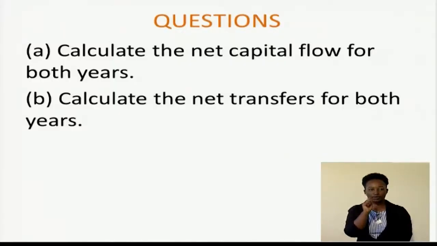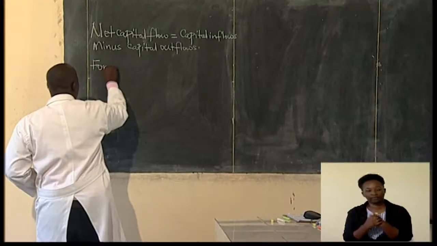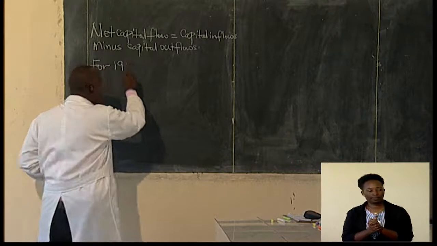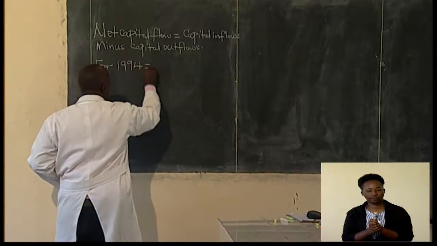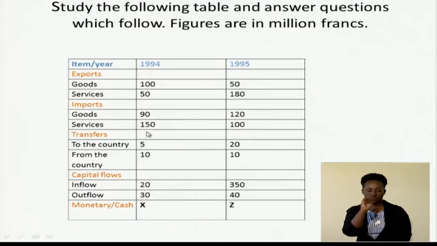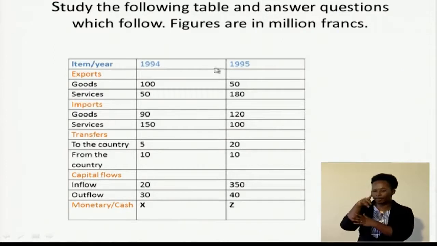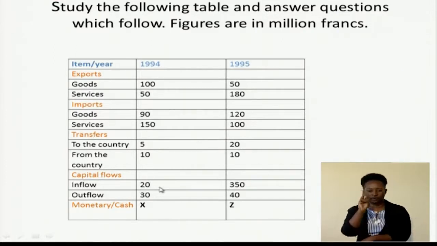And we are calculating the net capital flow for both years. We are going to start with the year 1994. When you look at the table, what is the capital inflow? I want you to look at the table, learners. Check on capital flows. In 1994, the inflow is 20 million and the outflow is 30 million.